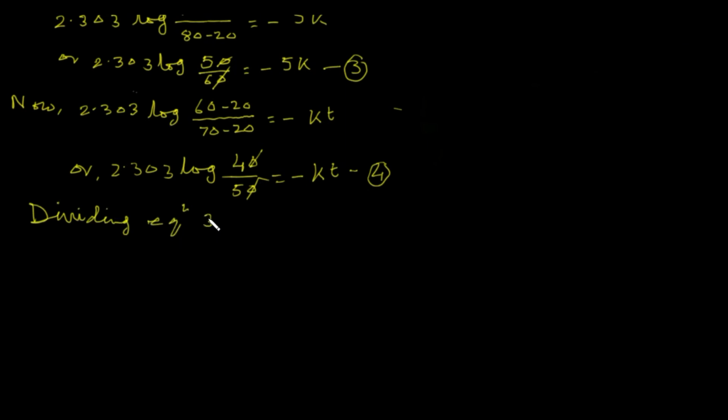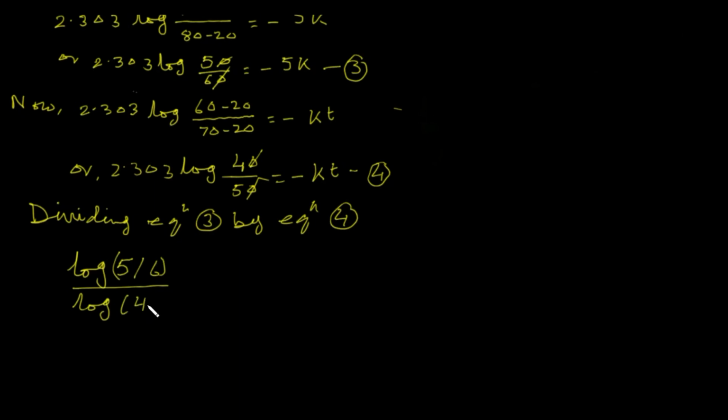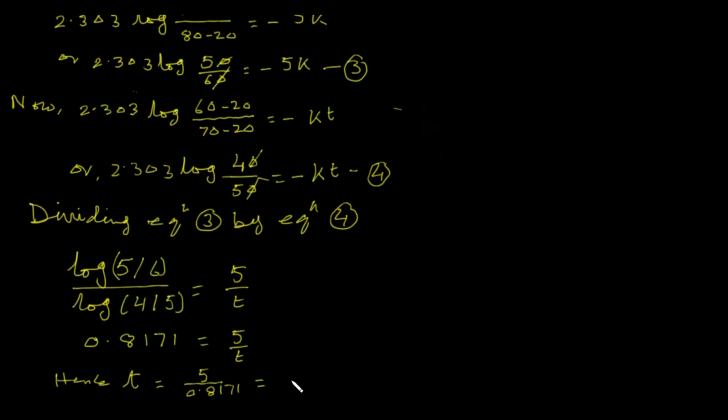Now, dividing the equation number 3 by the equation number 4, we get, looking up the log tables for evaluating the numerator and the denominator, we write 0.8171 is equal to 5 divided by the unknown time, which gives us the value of the unknown time as 6.12 minutes.